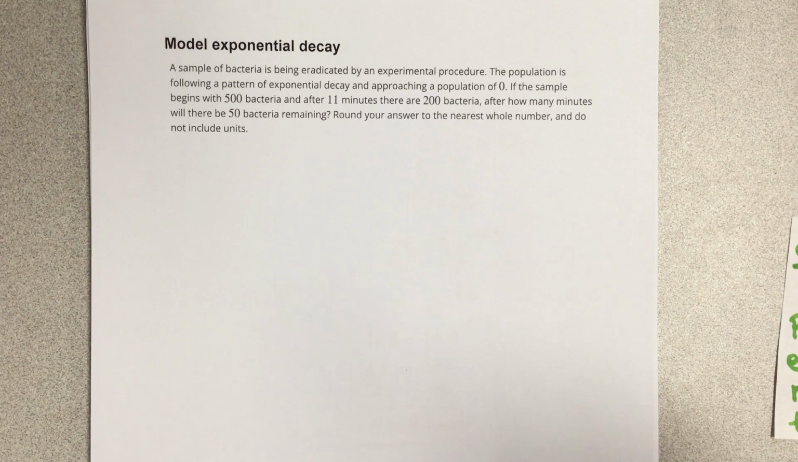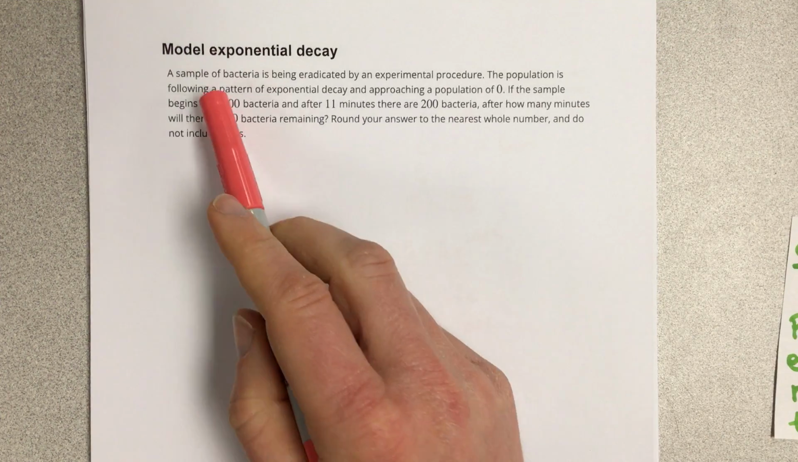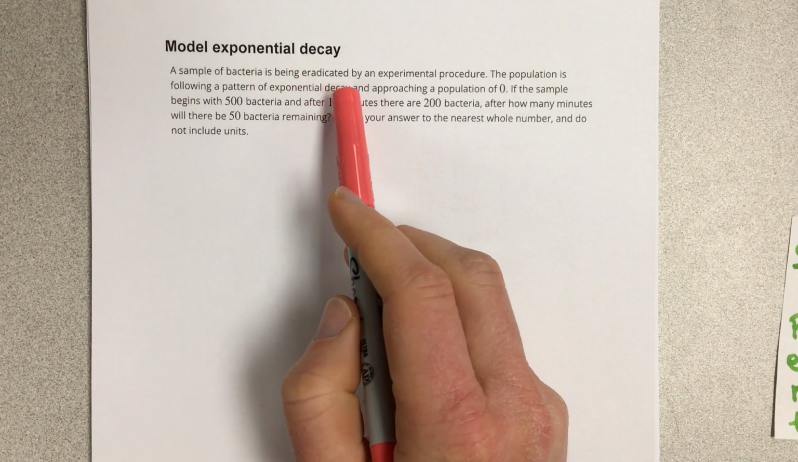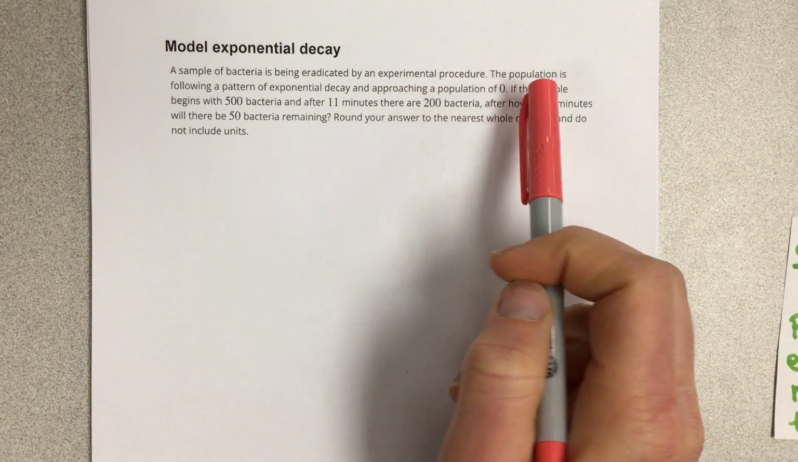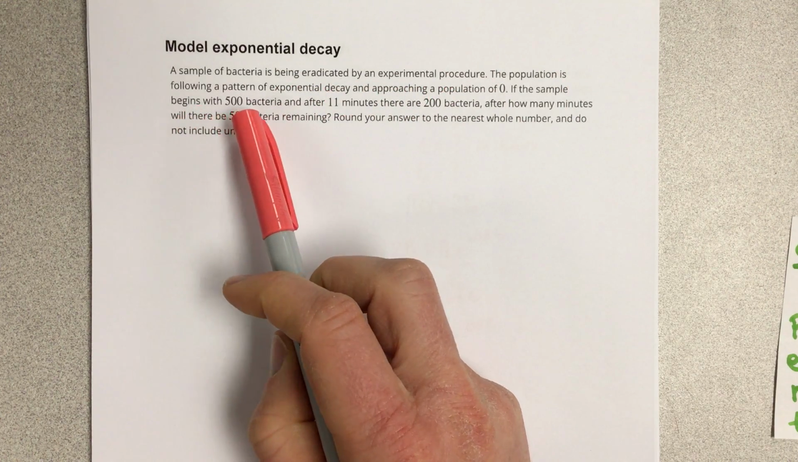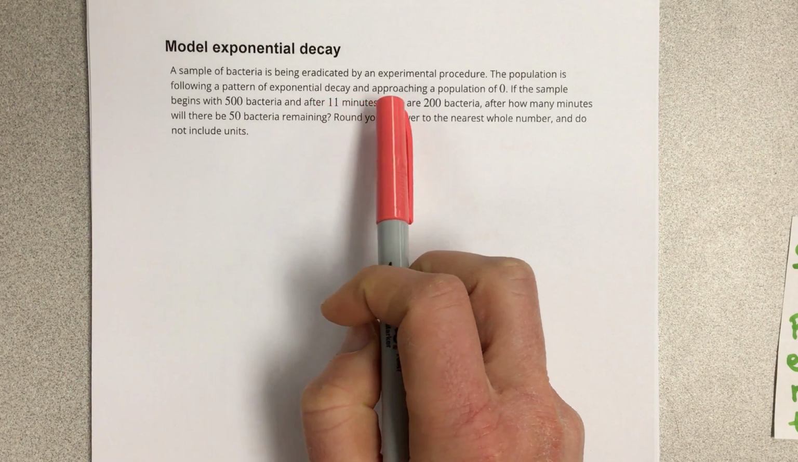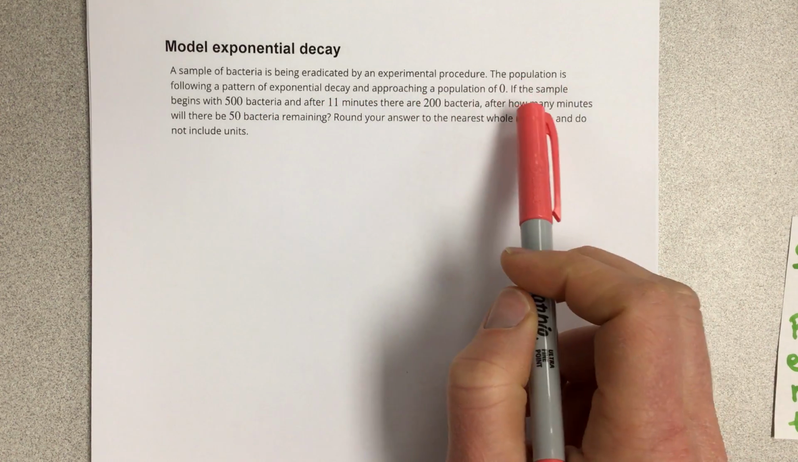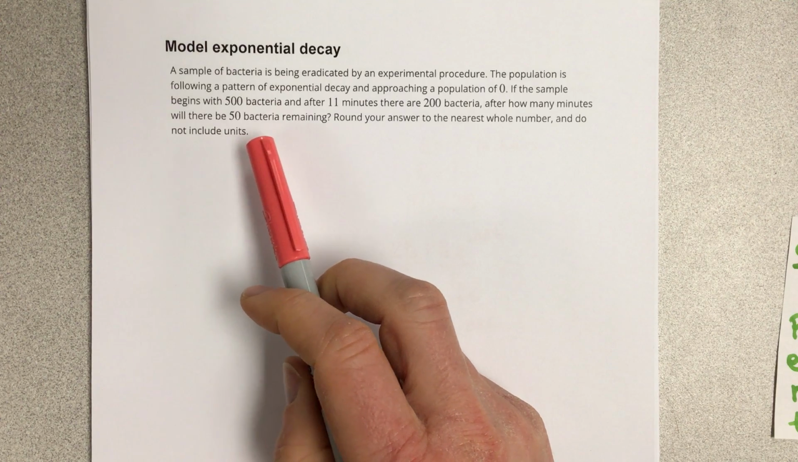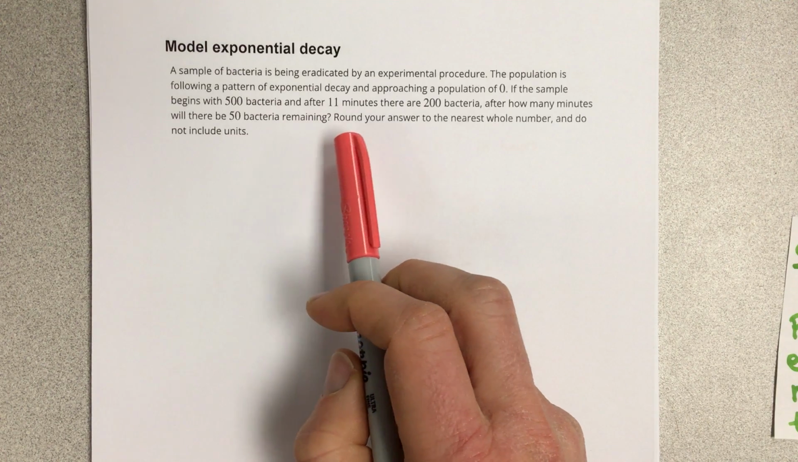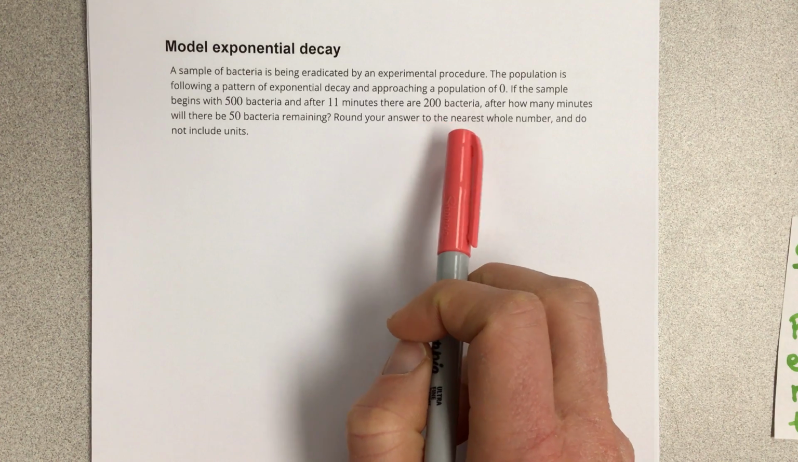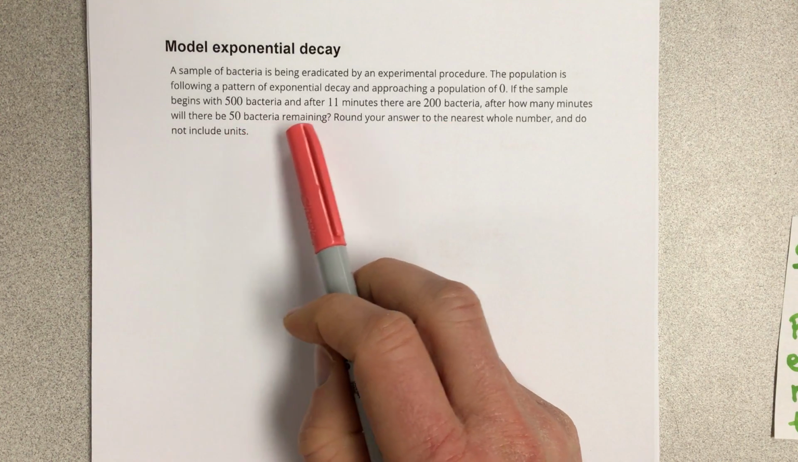In this video, we're going to model exponential decay. So a sample of bacteria is being eradicated by an experimental procedure. The population is following a pattern of exponential decay and approaching a population of 0. If the sample begins with 500 bacteria and after 11 minutes there are 200 bacteria, how many minutes will there be 50 bacteria remaining?